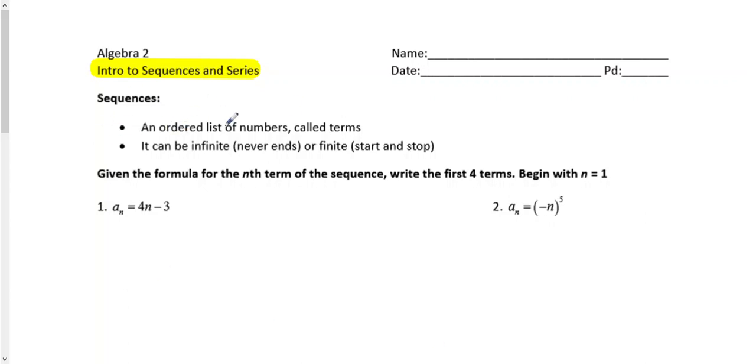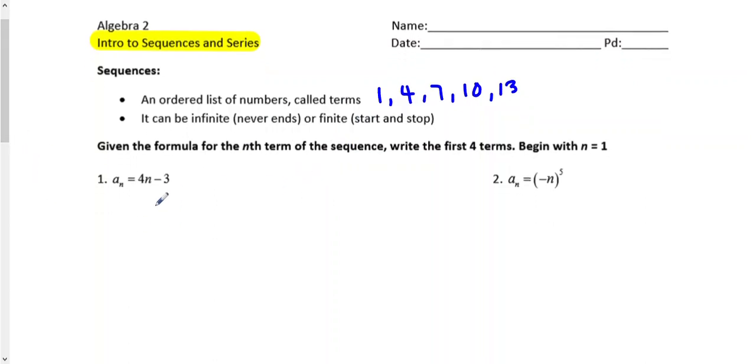All a sequence is an ordered list of numbers, and we call them terms. So an example would be 1, 4, 7, 10, 13. It's a list of numbers, and each one of these numbers is considered a term. It can be infinite, which means it never ends, or it can be finite when there is a starting point and a stopping point.